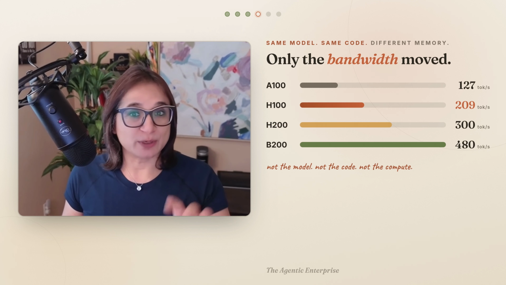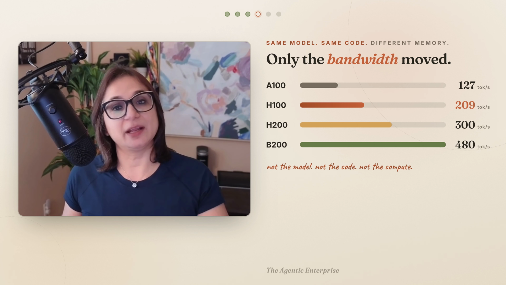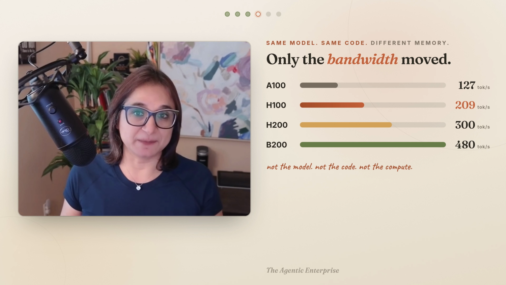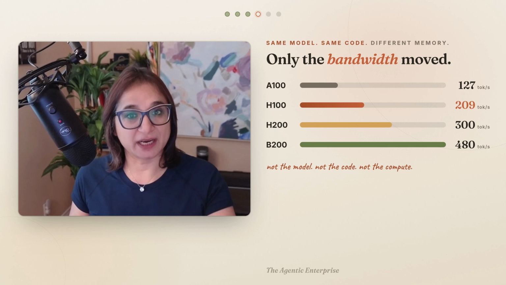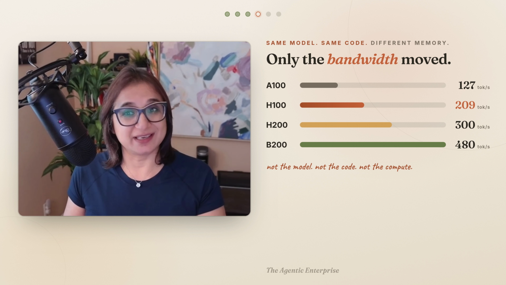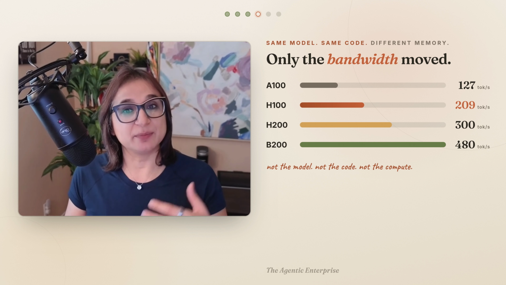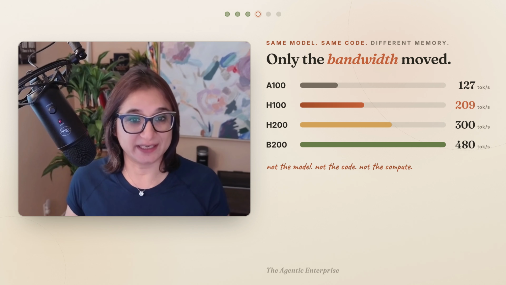So now, watch what happens when we change one thing. Same model, same code, same everything, and we just put it behind a different memory. An A100 gives you about 125.7 tokens a second. And the H100 we just did about 209. And an H200 about 300. And a B200 about 480.